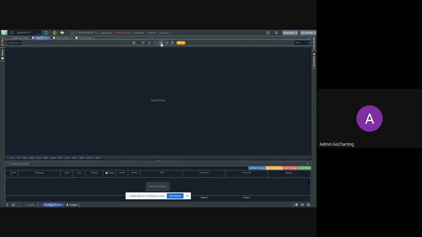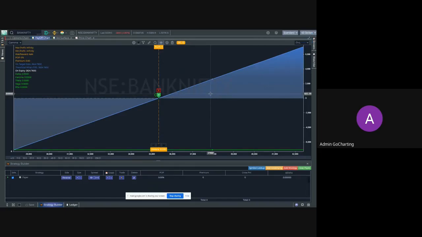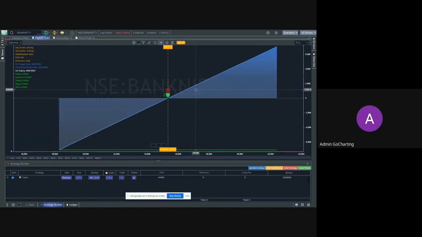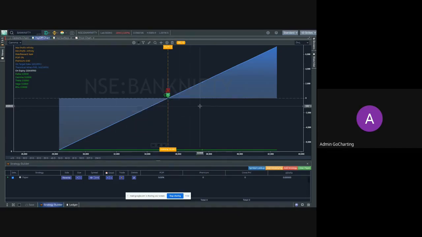Then there is a plus button which enables you to directly add the underlying to your strategy. In this case, it's a spot. If I click here, it basically means I have taken one share of that particular underlying, which is Bank Nifty here. So this is more like a spot chart or a future chart of your PNL. It shows as U, meaning underlying, and you won't be able to move the underlying anywhere. Even if you were to try to move it, it wouldn't allow you to.